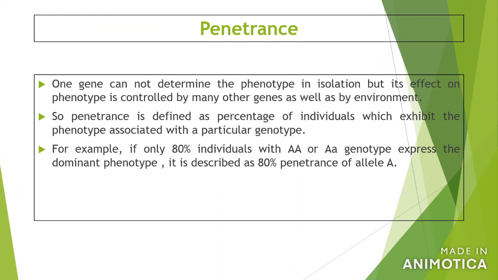Penetrance. One gene cannot determine the phenotype in isolation, but its effect on the phenotype is controlled by many other genes as well as by environment. So, penetrance is defined as percentage of individuals which exhibit the phenotype associated with a particular genotype. For example, if 80% individuals with capital A capital A or capital A small a genotype express the dominant phenotype, it is 80% penetrance of allele A.